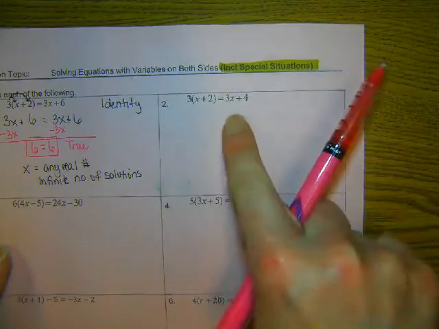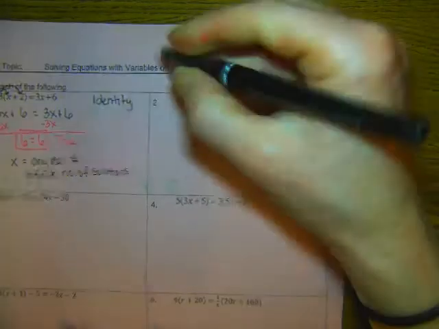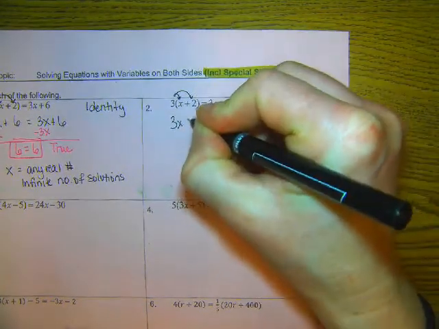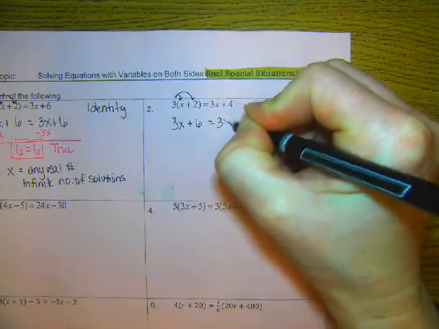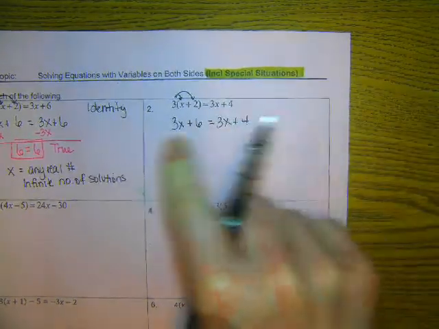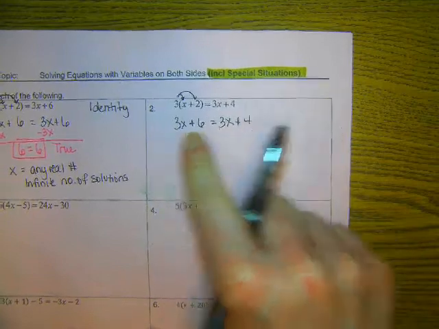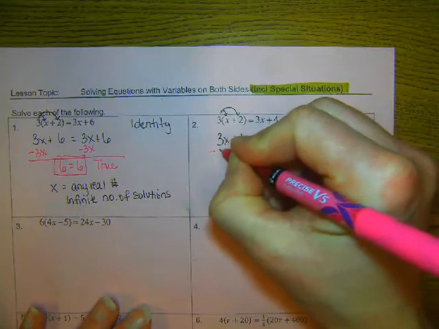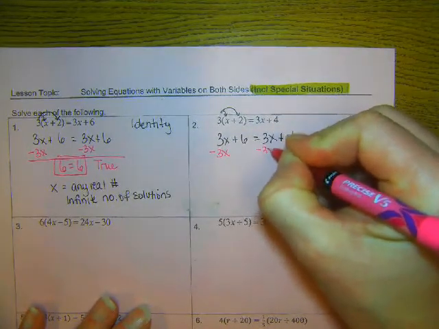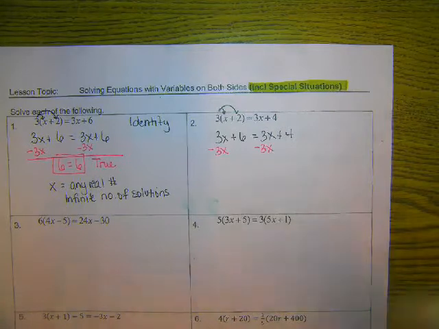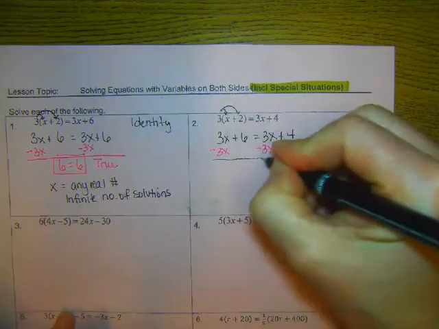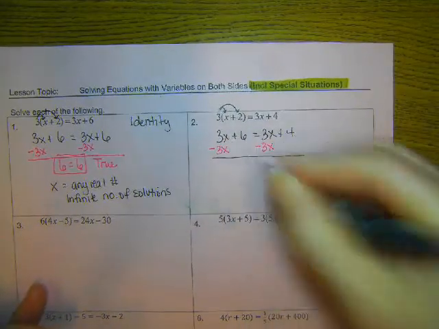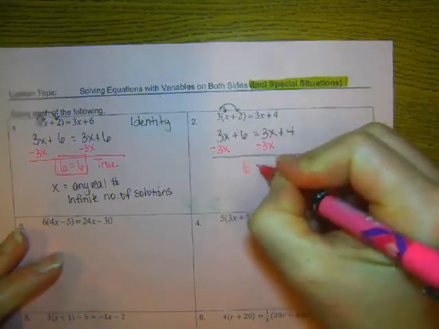So we go ahead and we notice, oh, this looks kind of similar. So I have 3 times x plus 3 times 2 equals 3x plus 4. Now, I have a 3x and a 3x there, but these things are not the same. Let's go ahead and see what happens when I subtract 3x from both sides this time. Okay, so the 3x minus 3x is gone. I get 6 equals 4.